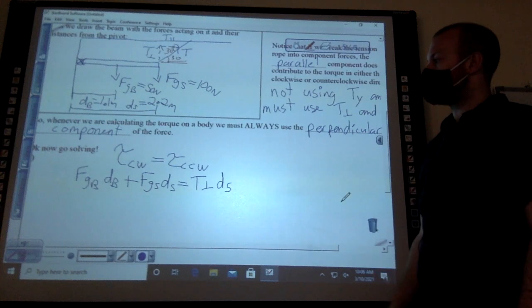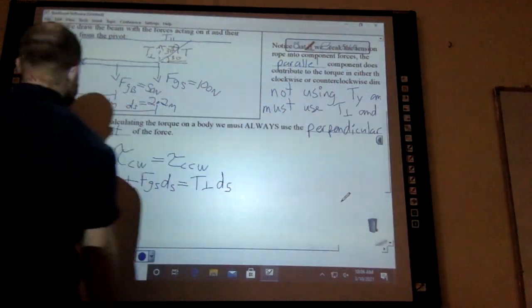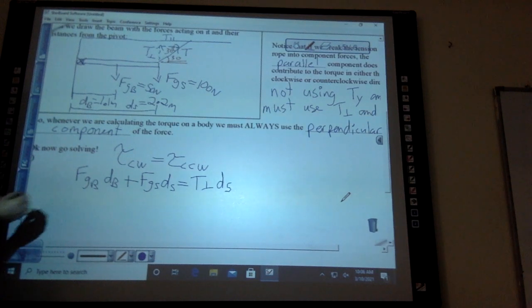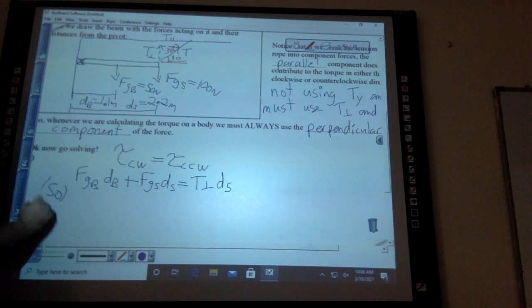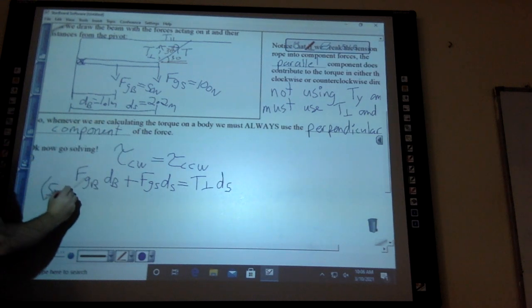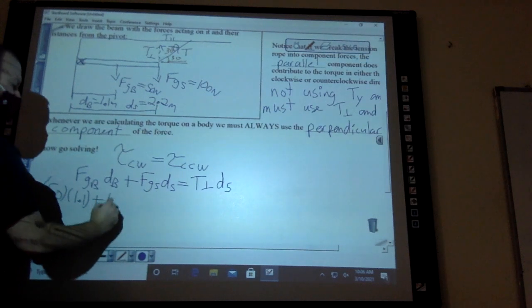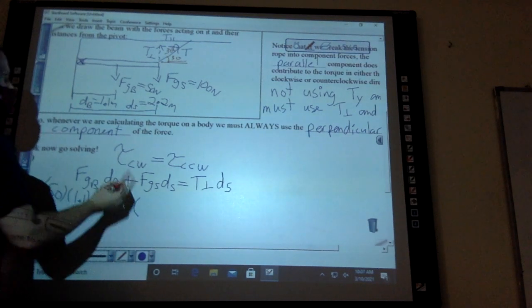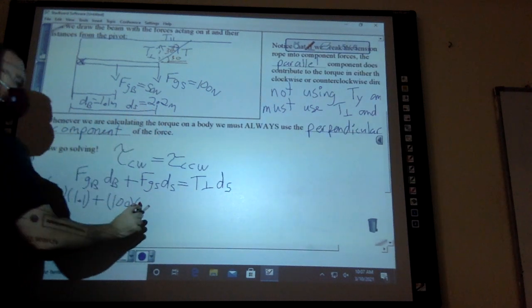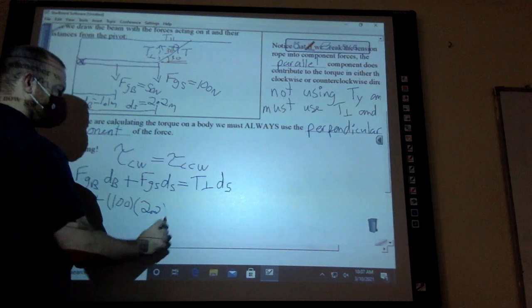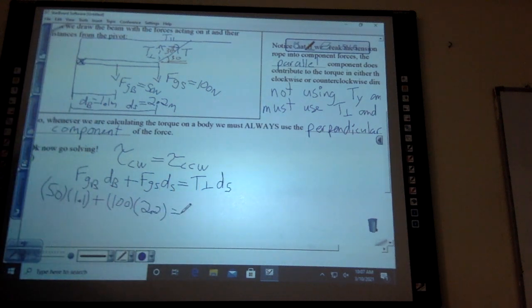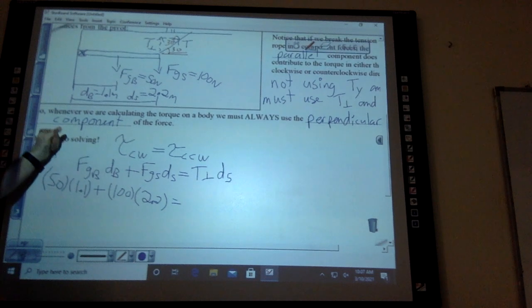So now we can go through and solve our equation. So let's plug in some numbers. FGB, we know that value, that's 50, times the distance to that point, which is 1.1, plus FGS, which is 100. Again, we're given that. The distance to the sign, we already established as 2.2, equals T perpendicular. So we don't want T perpendicular. It doesn't ask us for T perpendicular, we want T. So let's change this for T.